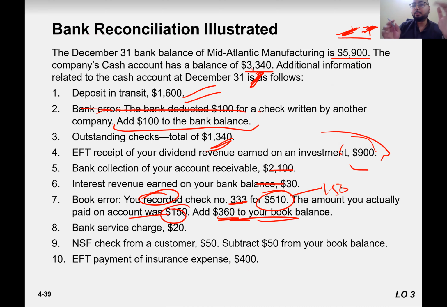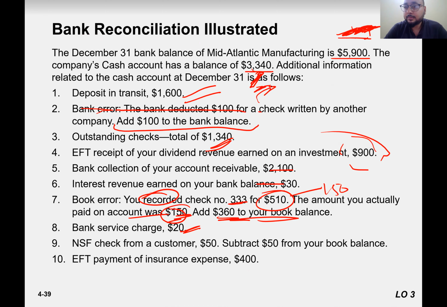Because the bank will pay what is written on the check, and on the bank side, what it actually paid was $150. So the bank paid $150. The customer is happy because it's $150, but you recorded 510. It's human error, right? So you decrease that error. Bank charges are deducted on the bank side, but they need to be deducted on the book side too. So you deduct it on the book side.